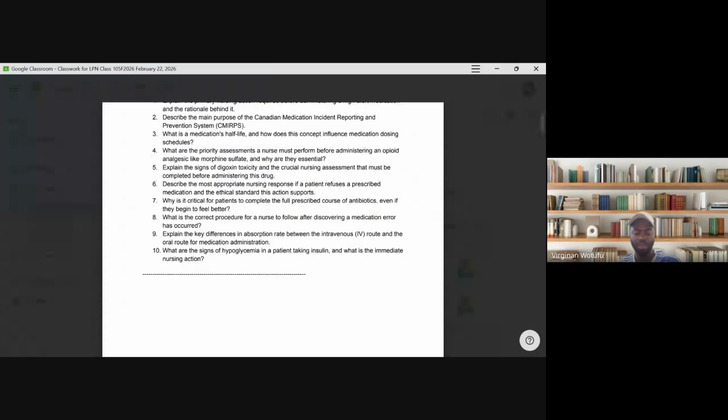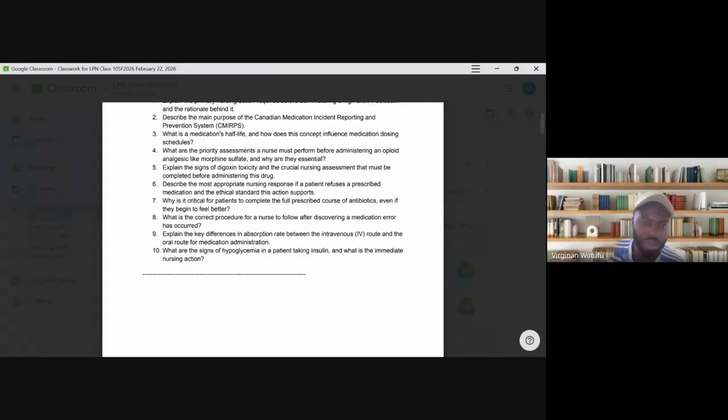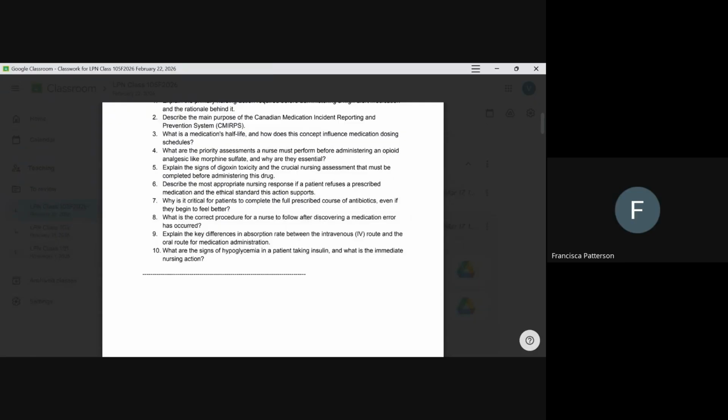You count the heart rate for a full minute. For adults, if it's less than 60, you don't administer. And for infants, you count the heart rate for a full minute. It should be greater than 60. Okay. Yes.